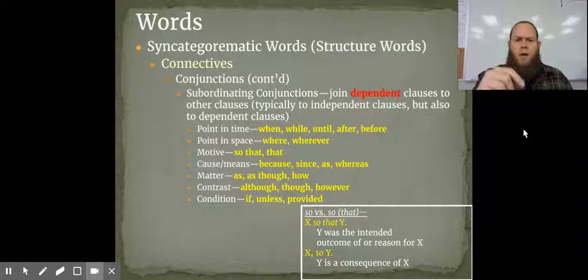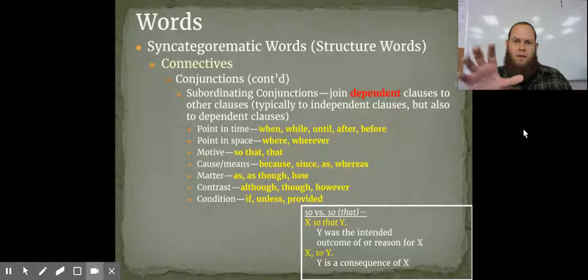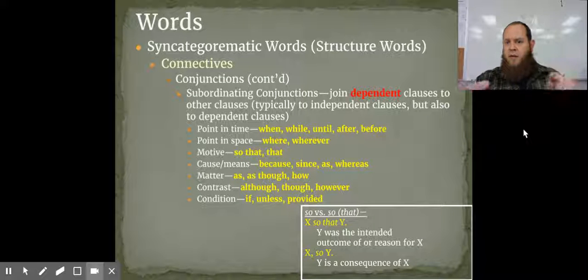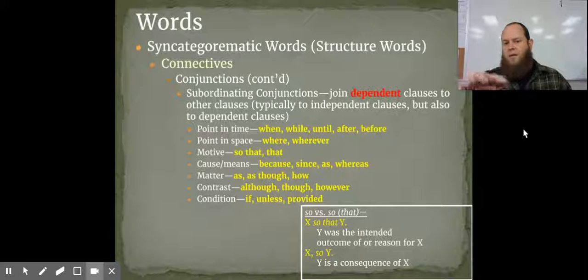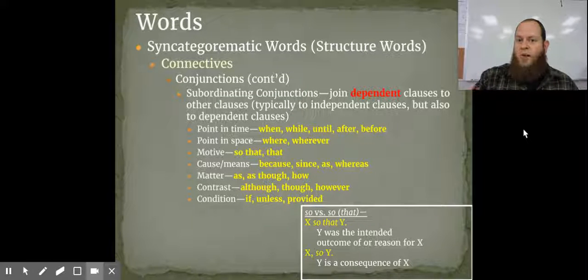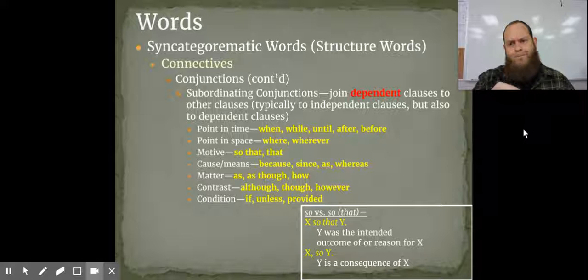All right. So in this video, I want to talk about another type of conjunction, subordinating conjunctions. Subordinating conjunctions join dependent clauses to independent clauses and other dependent clauses. And as a point of fact, the addition of a subordinating conjunction to an independent clause makes it a dependent clause. So here I've got relationships listed.